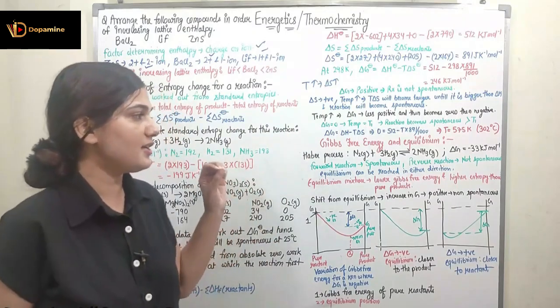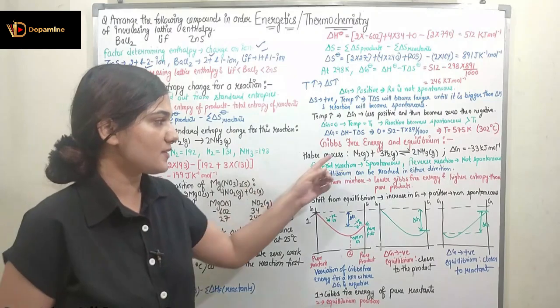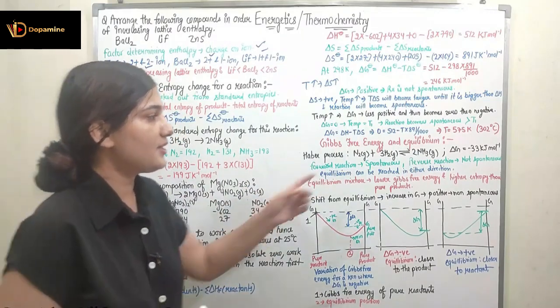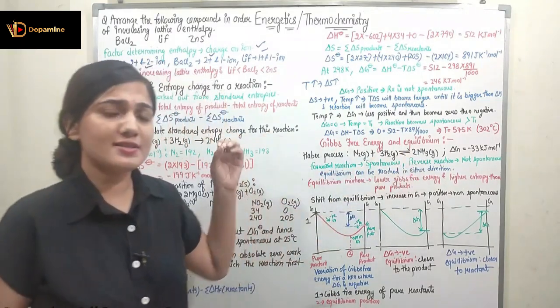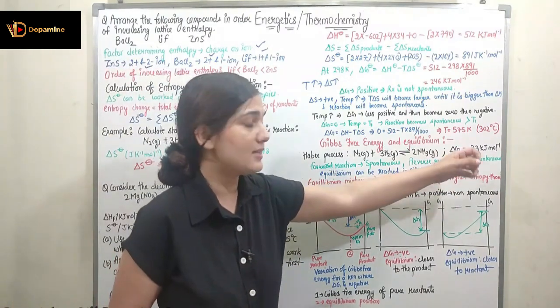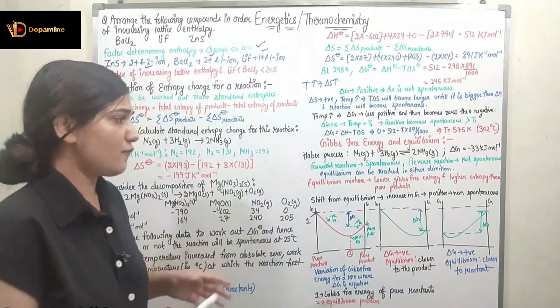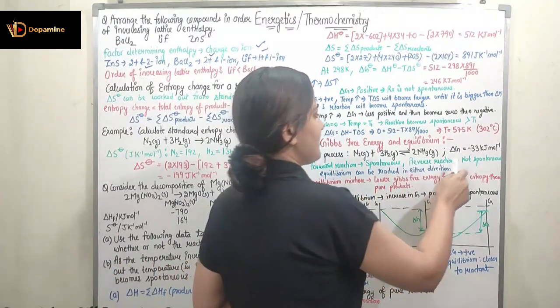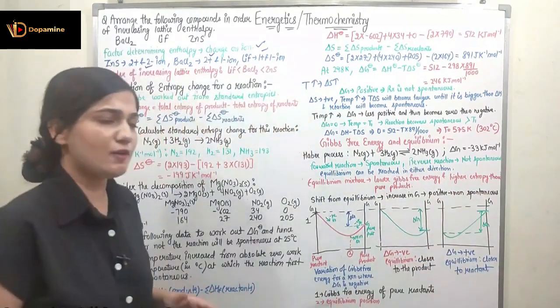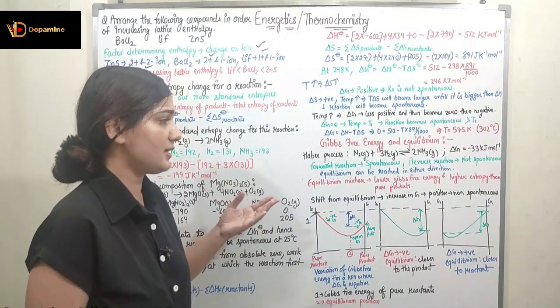Coming to the Gibbs free energy and equilibrium. Here we are understanding this with the help of Haber's process. Haber's process is N2 plus 3H2 gives 2NH3. This is the formation of ammonia. Here if you see, delta G is minus 33. So it is spontaneous because delta G is negative, right? So the forward reaction is spontaneous, whereas the reverse reaction is not spontaneous. For the reverse reaction, delta G will be plus 33, so it is not spontaneous.